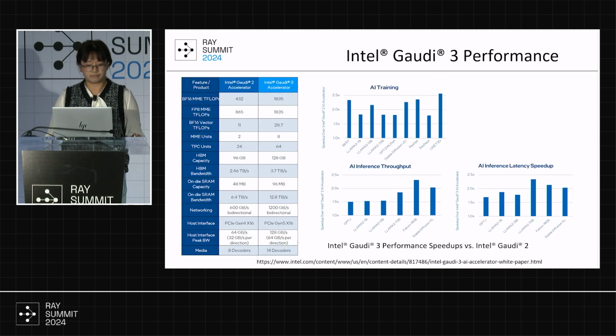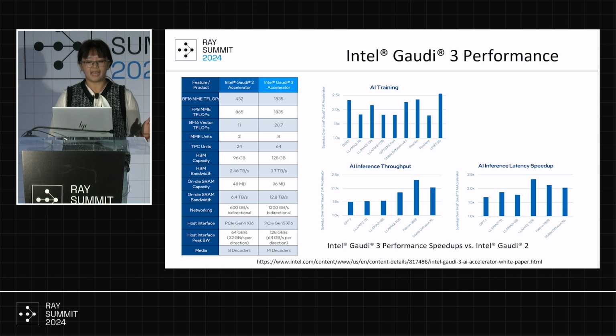So let's talk about the performance. Some of you may already work with Intel Gaudi 2, which was released 1 year before, on training and inference workloads. Since the Intel Gaudi 3 accelerator comes with more MME and TPC computing units, larger HBM bandwidth and capacity, it allows the Intel Gaudi 3 accelerator to achieve state-of-the-art performance on GenAI training and inference workloads. The chart here compares Intel Gaudi 3 with Intel Gaudi 2.